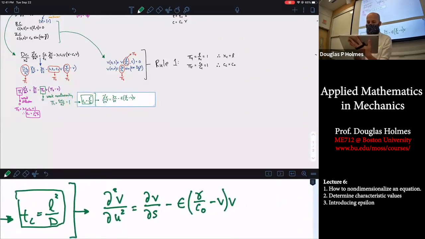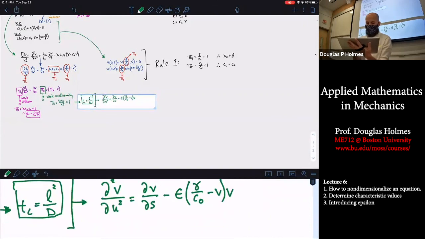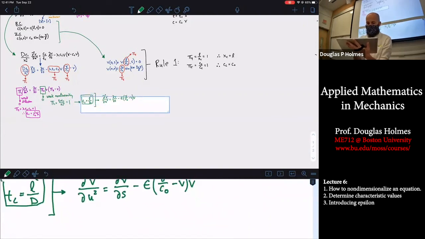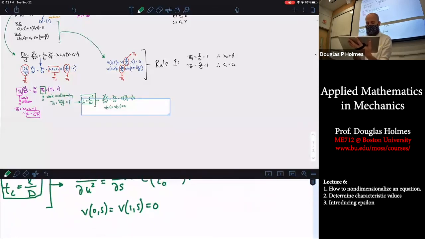And by inserting the other characteristic values into my initial conditions, I get something like V0 in S is equal to V1 in S is equal to 0. I'm running out of time, I apologize, but you can hopefully verify these initial boundary conditions.